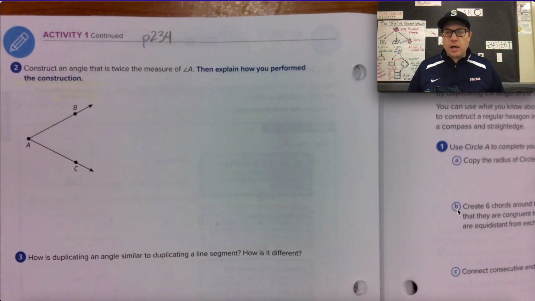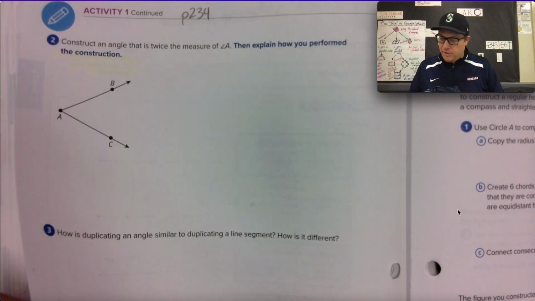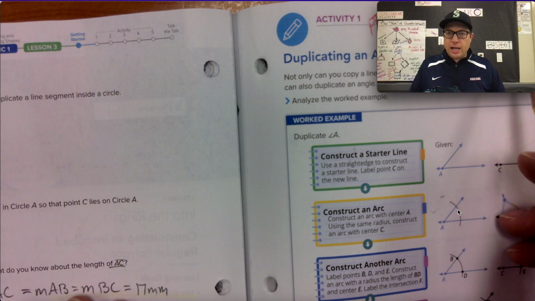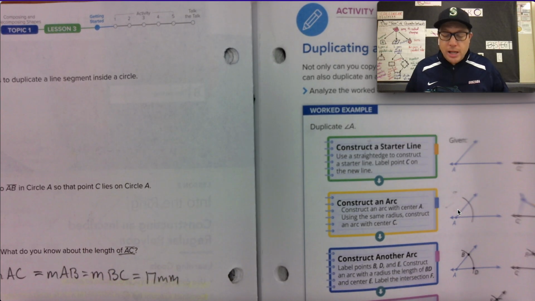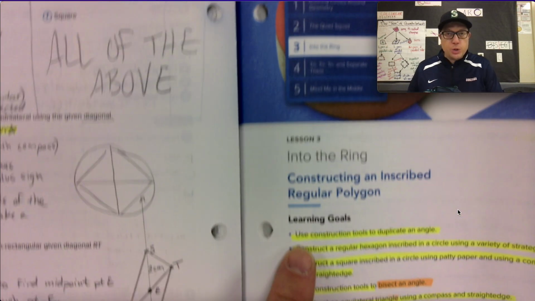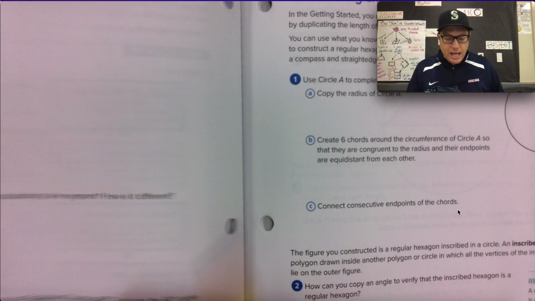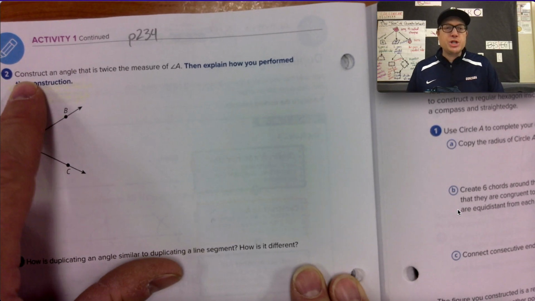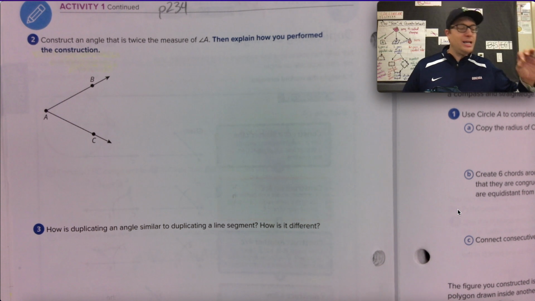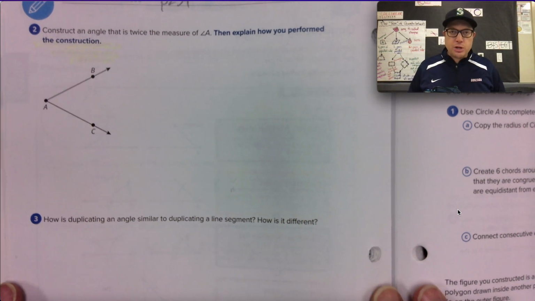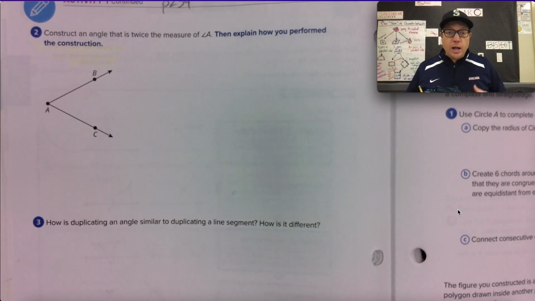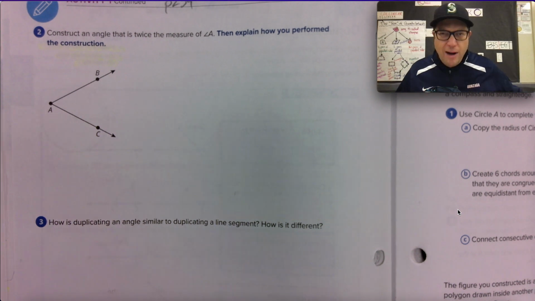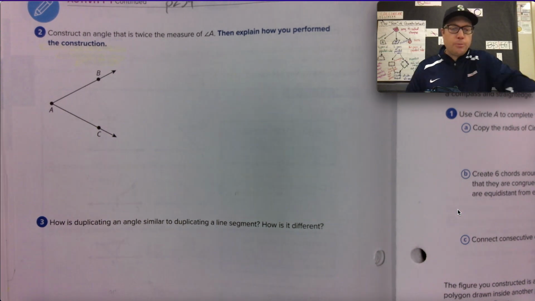Angle work that is in this activity. This activity we highlighted on the previous page, the habits of mind. This is related to the learning goal using construction tools to duplicate an angle. In question 2, it says construct an angle that is twice the measure of angle A. And we're going to do it as an opportunity to practice that construction problem.